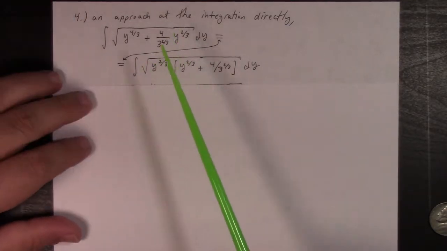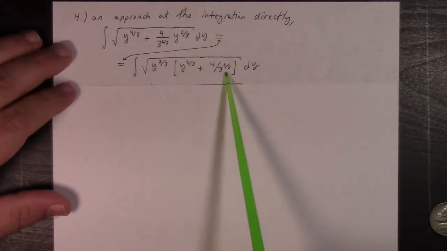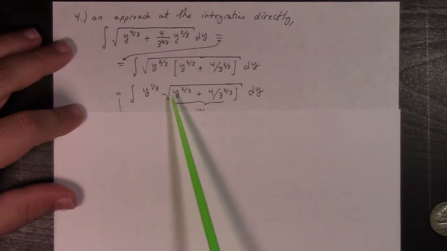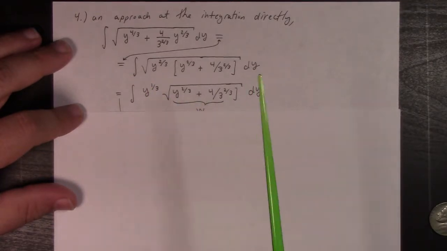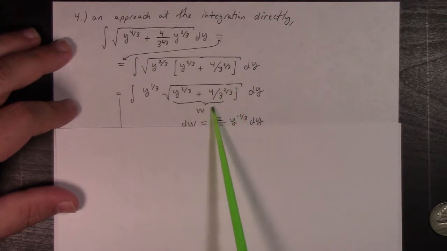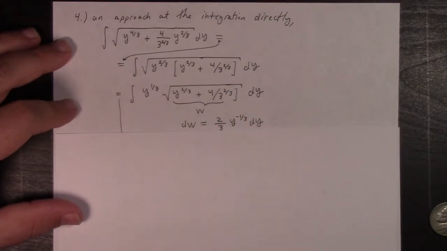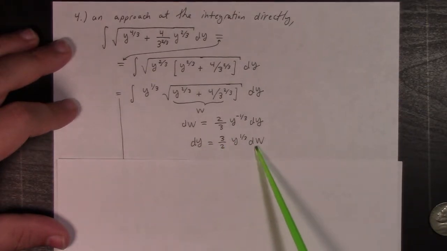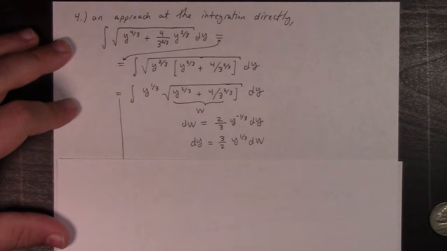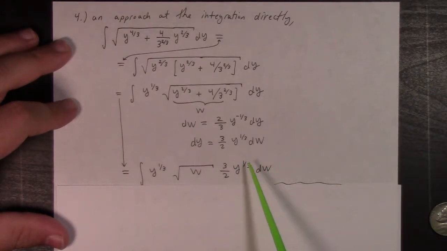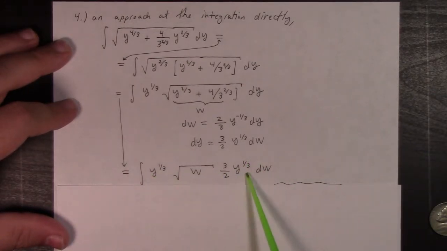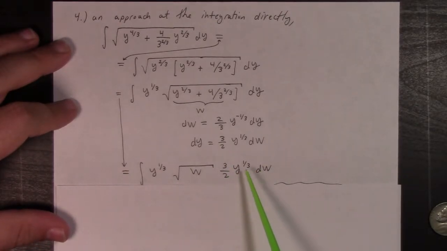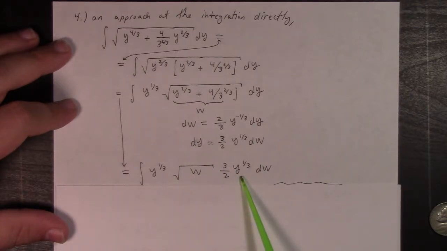So my opening move was to factor out y to the 2/3, like so. And then I brought that outside the square root. That gave me y to the 1/3. And then this, I said, okay, I'm going to let that equal w. That gave me a dw, which gave me a dy, which was y to the 1/3 dw. Excuse me. And then I plug that in. I got y to the 1/3, y to the 1/3, square root of w, 3/2 dw. Now this times that gives me y to the 2/3, right?